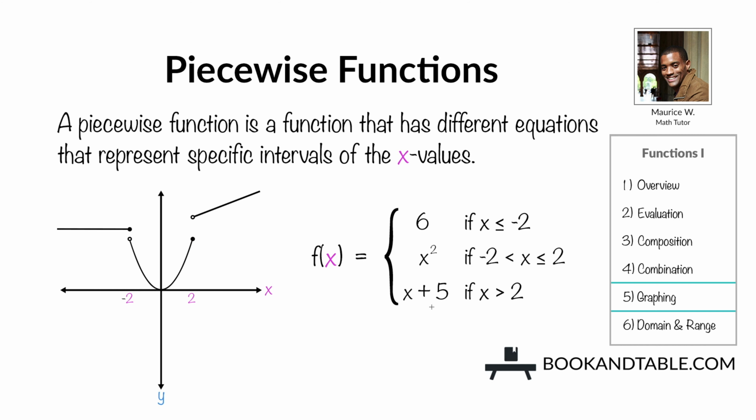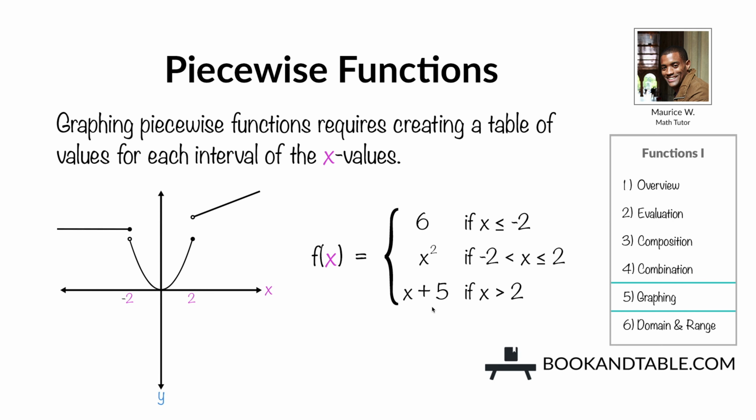Now what this means for sketching a piecewise function is graphing piecewise functions requires creating a table of values for each interval of the x values. So starting with the first interval, we'll need to plot points from -infinity up to -2. So we'll use 3 points for this part of the interval. Between -2 and +2, we'll use 3 or 4 points to help sketch this portion. And then lastly, we'll use 3 points to sketch the third part of this function, x plus 5.